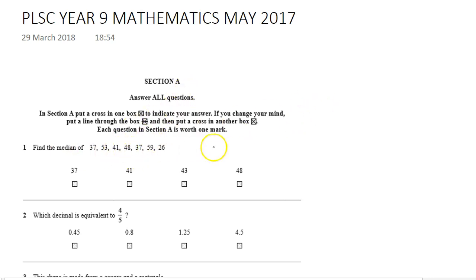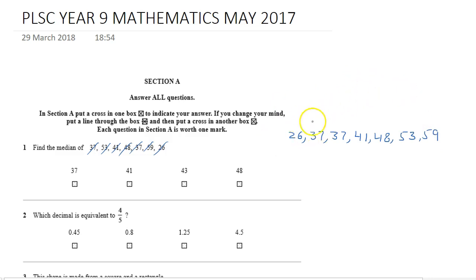So there are two methods. First, you can write it in order. The smallest is 26, then 37, then another 37, then after 37 is 41, then 48, then after 48 is 53, and then 59.